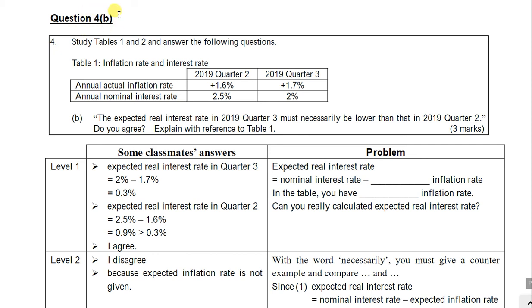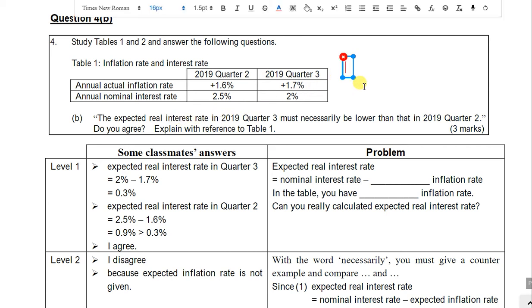Question 4, boy, is about the real interest rate. Some of you, when you did this question, may think that, oh, it is very simple because you have the formula. The nominal interest rate is equal to the real interest rate plus the inflation rate, right? And to find the real interest rate, it is very simple. You just subtract the inflation rate from the nominal interest rate.